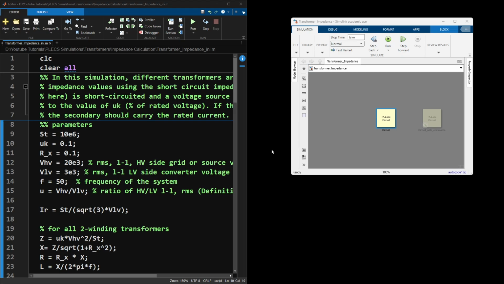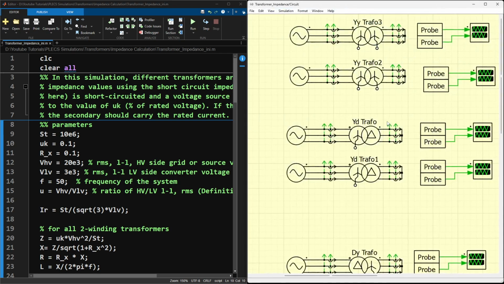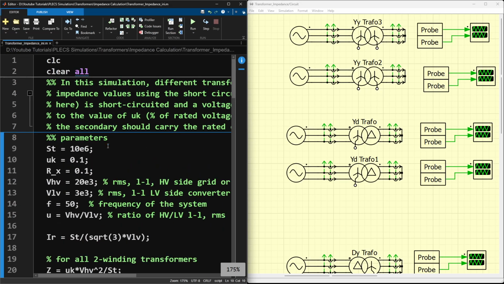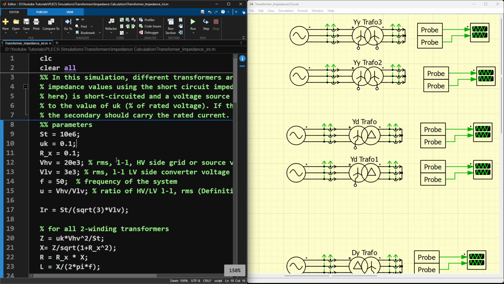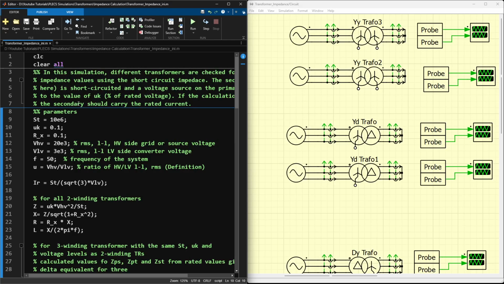I already have prepared a simulation model in PLECS. Let's open the model and go through each part separately. As usual, I have defined the transformer parameters and relevant calculation using an M file. So the target of this video is to find the correct values of the impedance of transformers, and we will verify it using the fundamental concepts of electrical engineering.